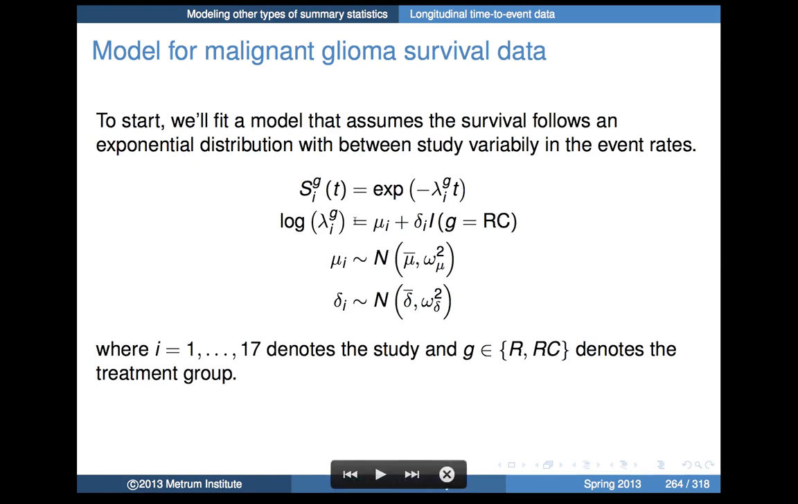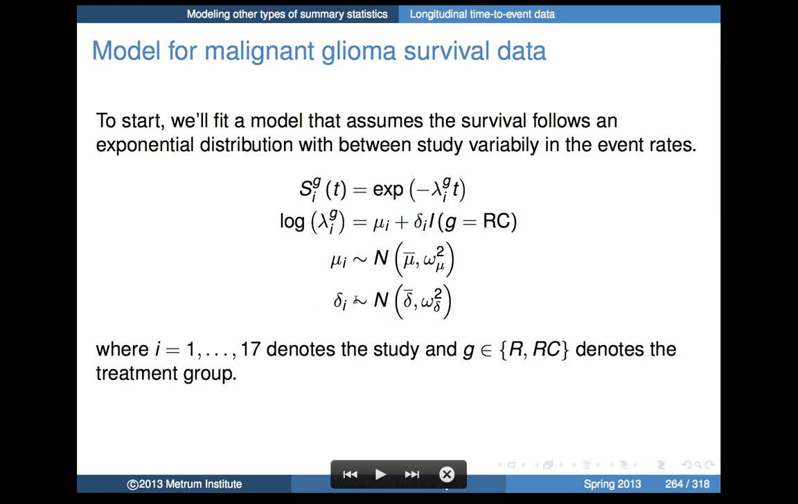So another way to think about this is that the log event rate in the radiotherapy alone group in study I is mu I, and the log of the event rate in the radio chemo group is mu I plus delta I. And we'll say that those mu I's, the log event rates in the radiotherapy groups in the studies, come from a normal distribution that has some overall mean mu bar, some between study variability omega squared mu.